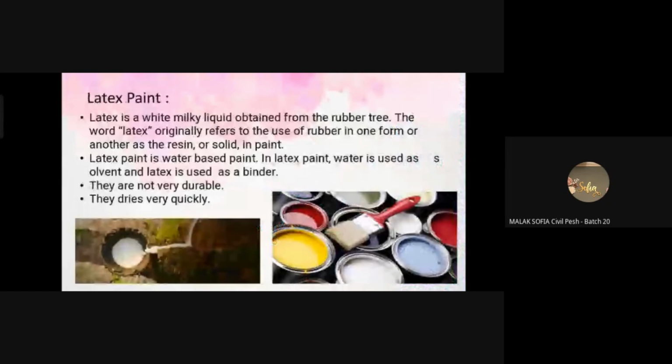Next, we have the latex paint, which is a water-based paint. It contains a special material, latex, which is a white milky liquid obtained from the rubber tree, as can be seen in the left bottom picture. It is a water-based paint, in which water is used as a solvent and latex as a binder. They are not very durable, therefore it is best to use it for interior works and not for exterior purposes. They dry very quickly.